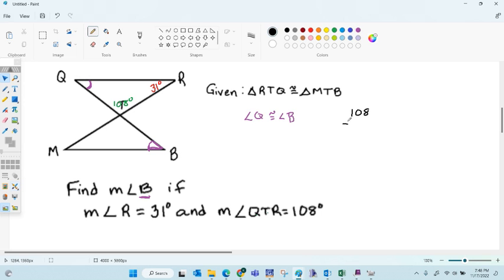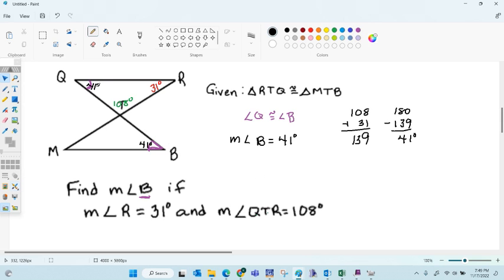We would take 108 plus 31. That would tell you how much you have so far, then subtract from 180, giving you 41 degrees. So the measure of angle B equals 41 degrees because it's the same as the measure of angle Q, which equals 41 degrees.